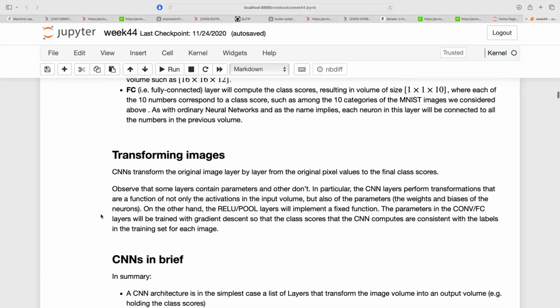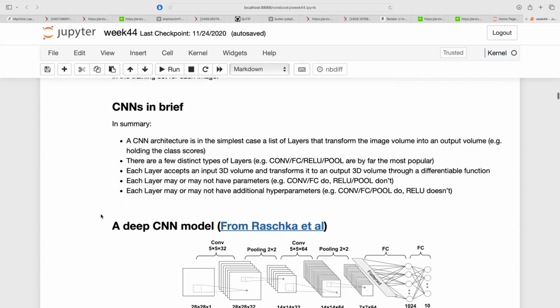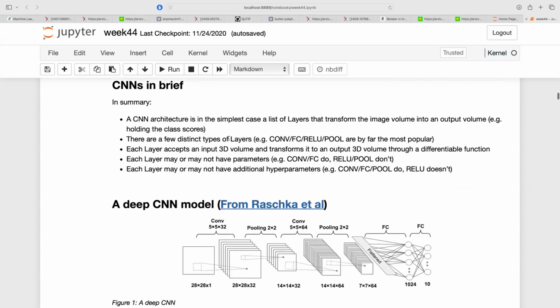So if we now look at this CNN in brief, a CNN architecture is, in the simplest case, a list of layers that transform the image volume into an output volume. As I said, there you have this convolutional ReLU pool, and then the standard neural networks. These are the most popular ones.